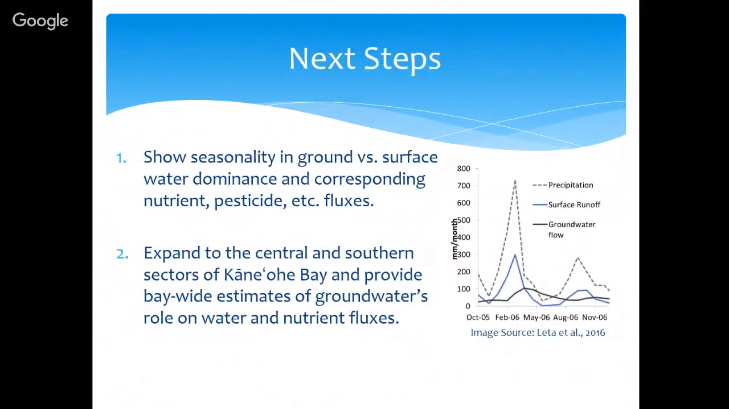So what are our next steps? Because this research is new, I started in the fall, so this is an ongoing project. We want to, one, show seasonality in ground versus surface water dominance and the associated nutrient and pesticide fluxes with these. So we want to take measurements during the dry season and the wet season, and also have numbers for the nutrient and pesticide fractions within the ground and surface water components. And then also we want to expand to the central and southern sectors of Kaneohe Bay so that we can provide bay-wide estimates of groundwater's role on nutrient fluxes.